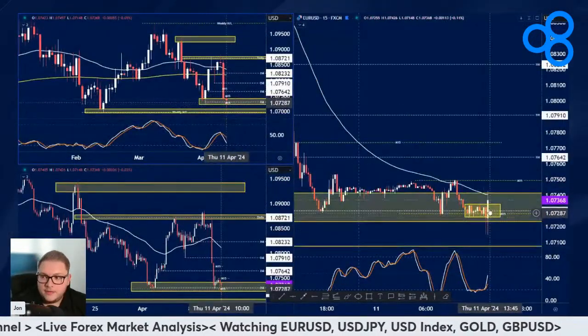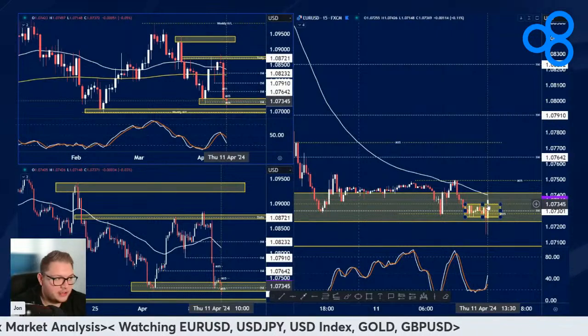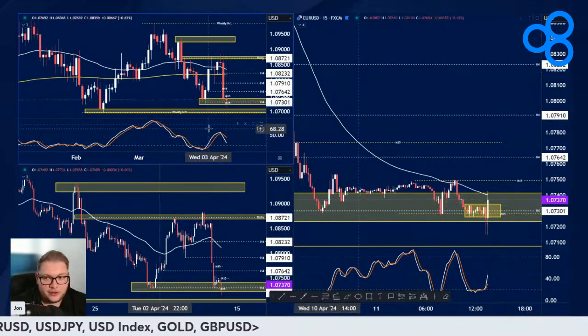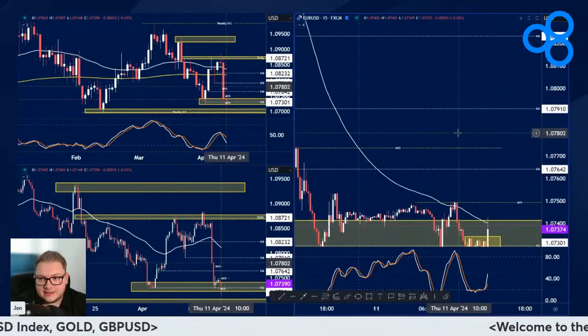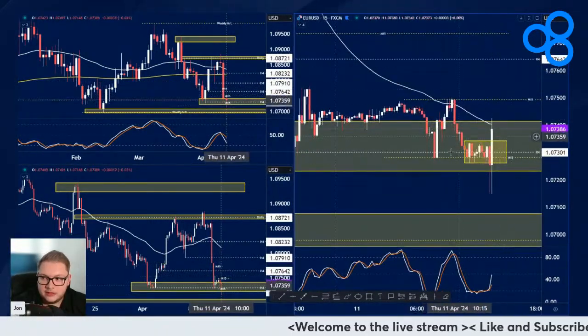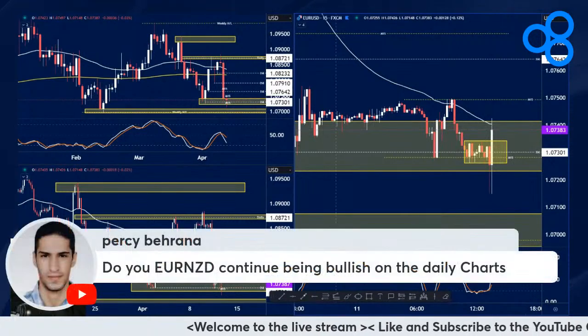But yeah, euro dollar now back above that range. This is where I think it could be interesting, euro dollar above this range. But now we've got ECB President Lagarde coming up. So very difficult trading conditions. If you're trying to trade this price action, I wish you luck.